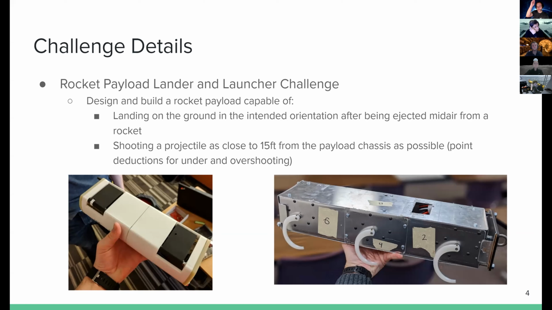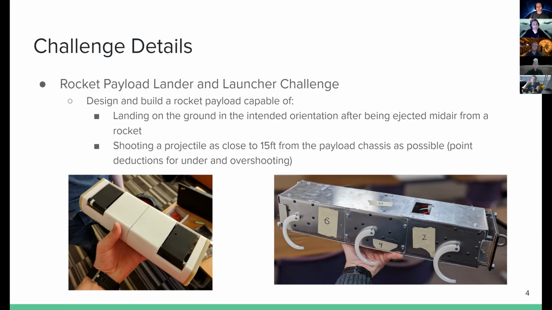And then at some point during the descent, the lander payload is going to be ejected from the rocket and descend to the ground under its own parachute. And you need to design a system for that payload that makes it land in the correct orientation on the ground for it to perform its secondary task, which is shooting a projectile. So it's going to have some kind of launcher that you design. What exactly, what type of launcher it is, is up to you guys.